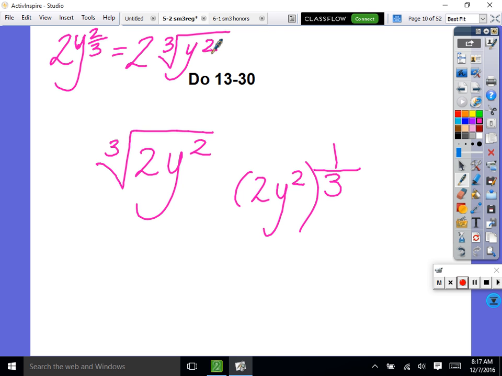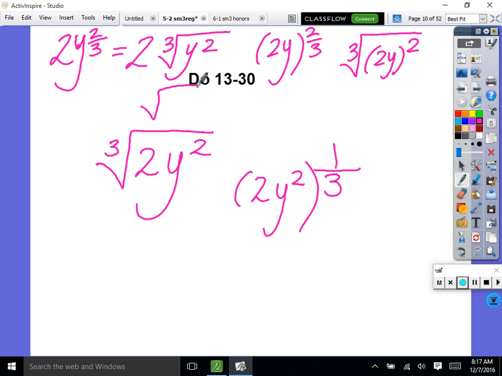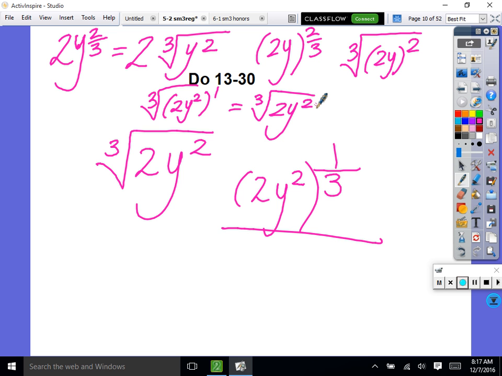Then if it was 2y to the 2/3, then we'd say both are under the cube root and both are squared. And if you had that, you would say they're both under the cube root. If we were starting here, because we were going from rational exponents to radicals in my example just a second ago, they're both under the cube root, and then we have 2y squared to the first, which is just the cube root of 2y squared. So make sure you can see the difference between those. All right, let's move on.